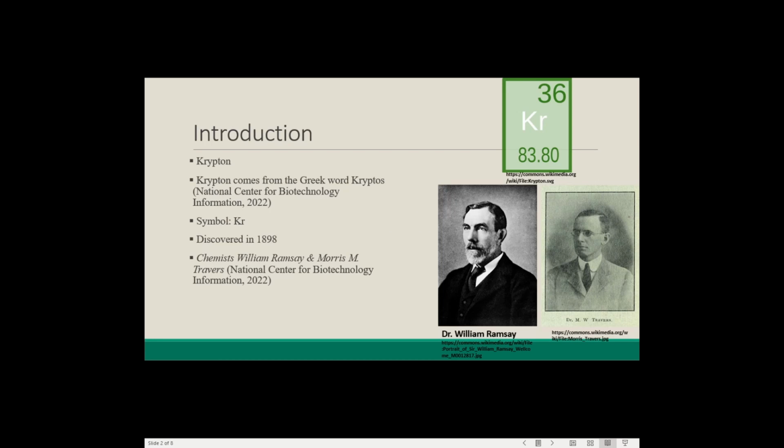The name Krypton is derived from kryptos, a Greek word that means hidden. Symbol KR is the first two letters in Krypton, which is where I assume the symbol came from.